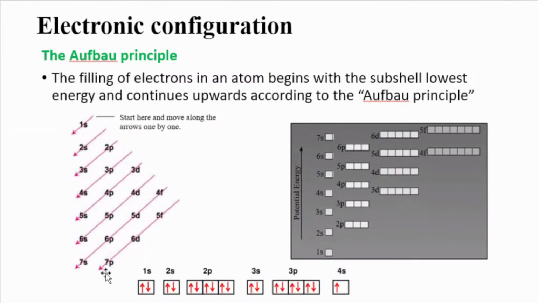2p can occupy 6 electrons. For the 3s also, 2 electrons can be occupied. 3p 6 electrons, 4s 2 electrons, 3d and 4d orbitals 10 electrons can be occupied. That is how electrons are filled in an element.